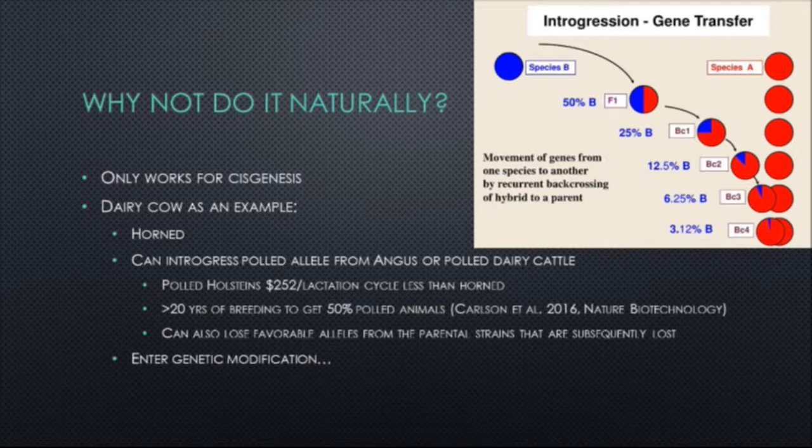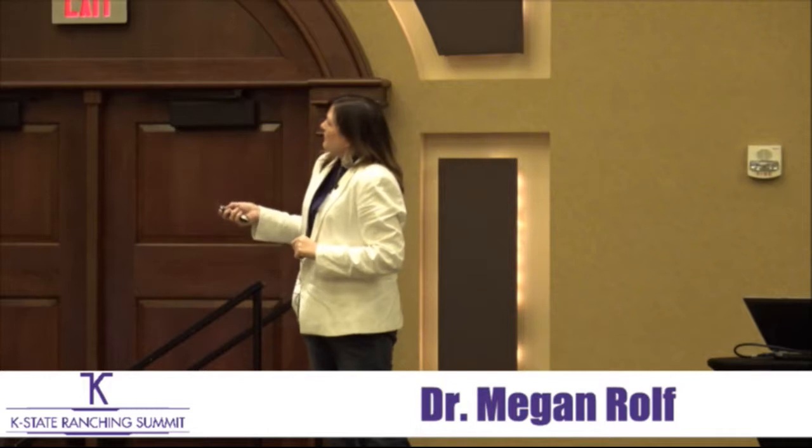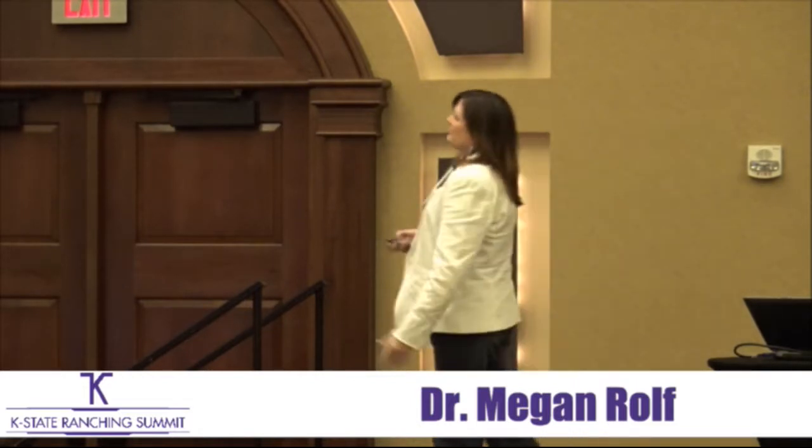Now, the challenge is if we start thinking about doing that, let's say we just use the polled Holsteins as an example. They have a lower level of productivity as a general rule. And the last numbers I was able to look up were that it was about $252 per lactation cycle, okay? Lower for those polled animals. Okay, so let's say we mate them together. We have a sacrifice in production that results from doing that.